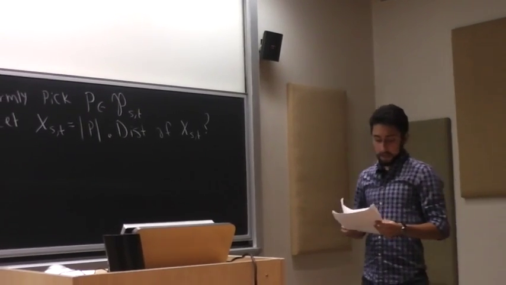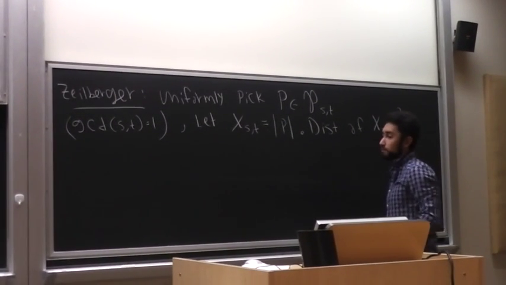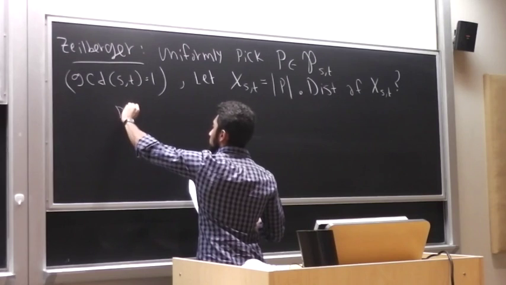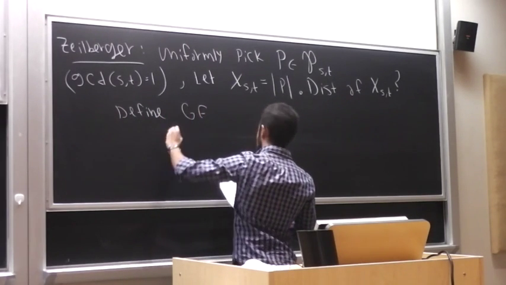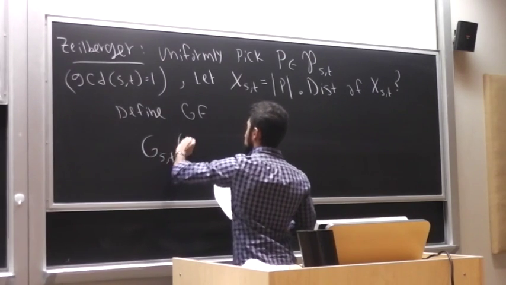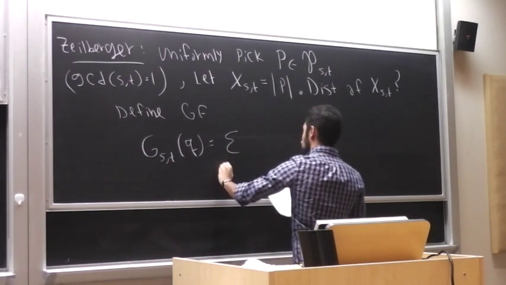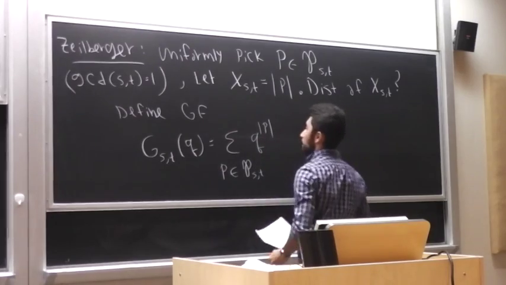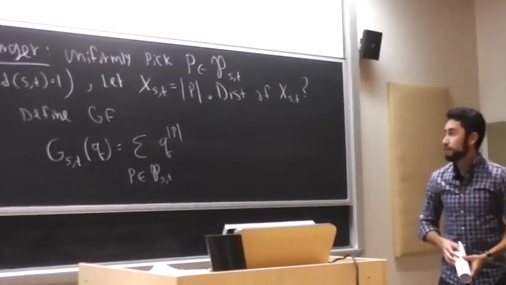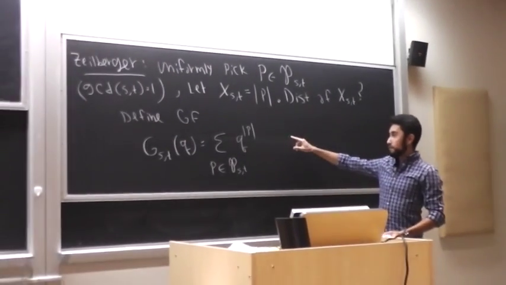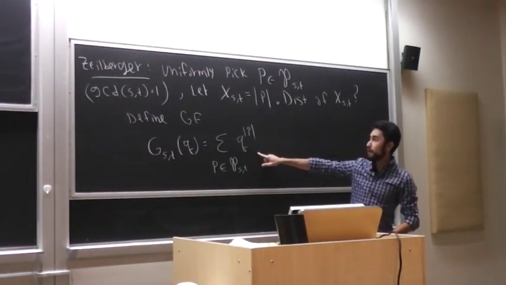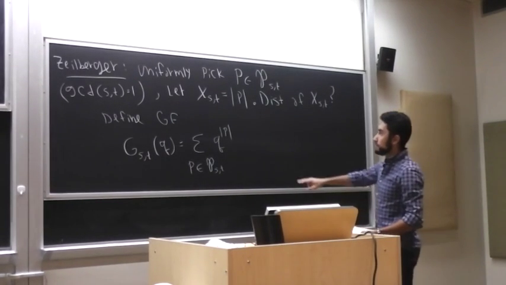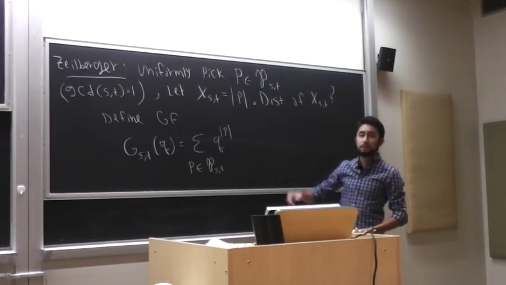Okay. And the way we compute this is by generating functions. So let's define a generating function for this random variable, G(S,T) of q, equals the sum over partitions that are (S, T)-cores of q to the size of the partition. So we have our generating function for this random variable, and from this you can compute all the information you want, like the average and the higher moments. So the hard part would be, how do you compute this generating function? And that's the part where we use Maple.